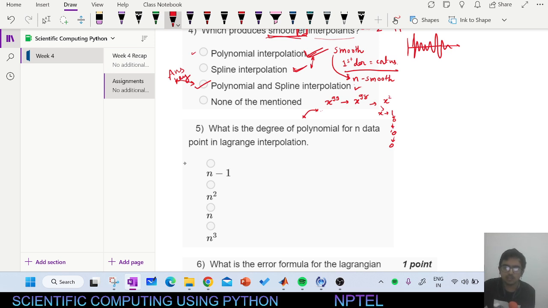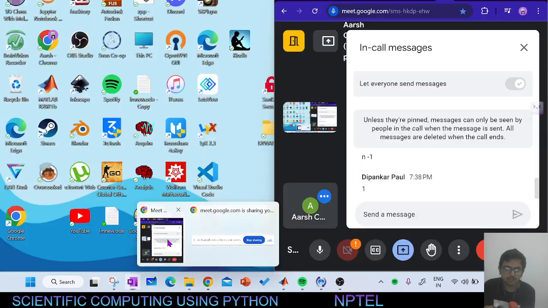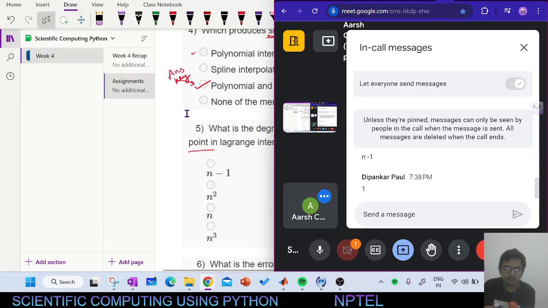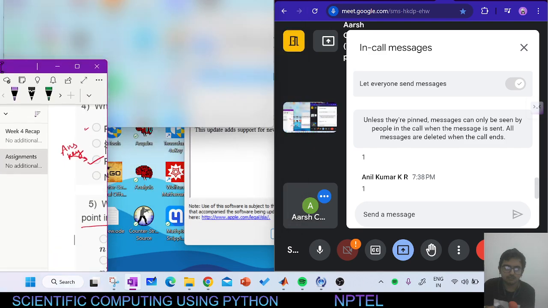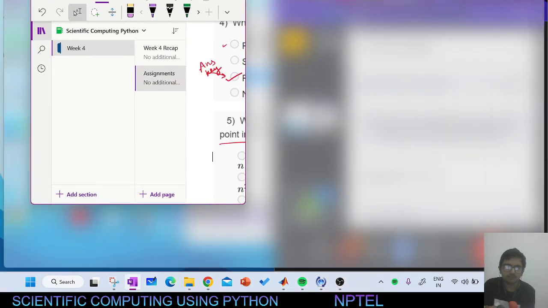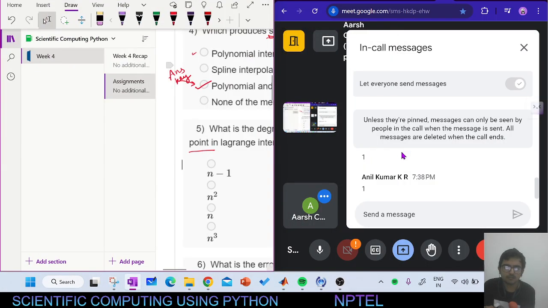Okay. Now there are some easy questions. What is the degree of polynomial for n data points in Lagrange interpolation? Answers in the chat box. One, one. This is n minus one. Yeah, so everyone is getting it.